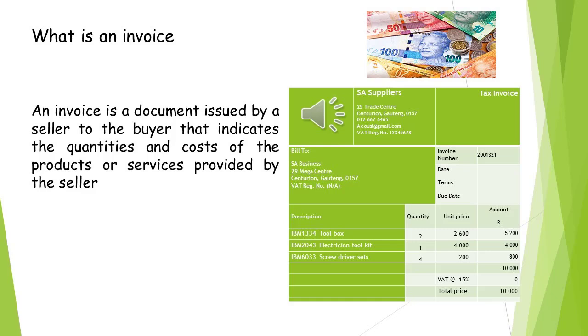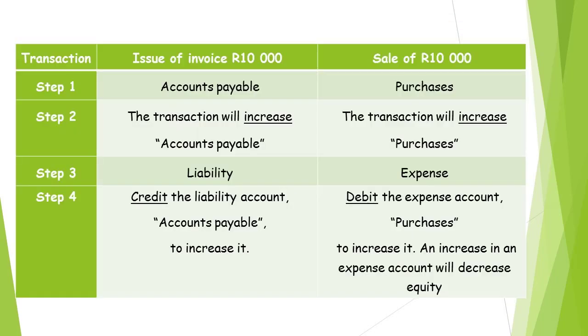In our example, the goods were purchased on credit by SA Business, and therefore SA Business will have to settle the debt at a later date. The first step when dealing with a transaction is to identify the affected accounts. In our example, SA Business purchased goods on credit.